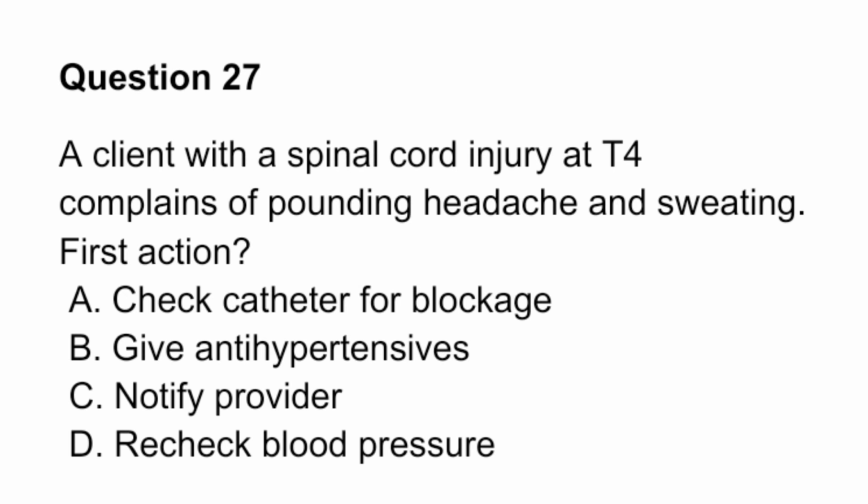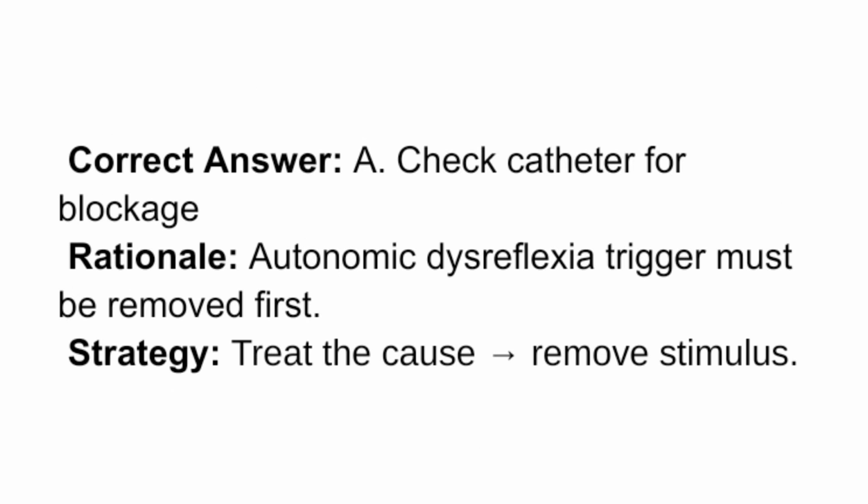Question 27. A client with a spinal cord injury at T4 complains of pounding headache and sweating. First action? A. Check catheter for blockage. B. Give antihypertensives. C. Notify provider. D. Recheck blood pressure. Correct answer, A. Check catheter for blockage. Rationale: autonomic dysreflexia trigger must be removed first. Strategy: treat the cause, remove stimulus.